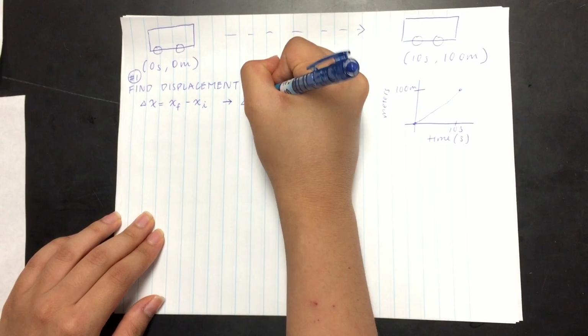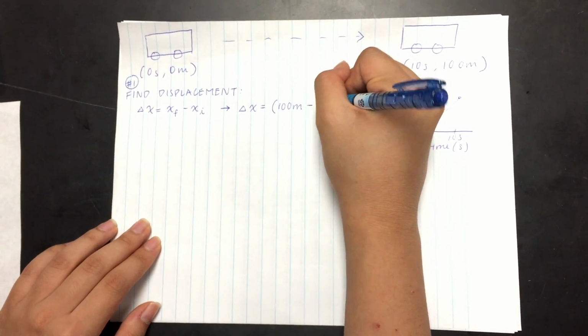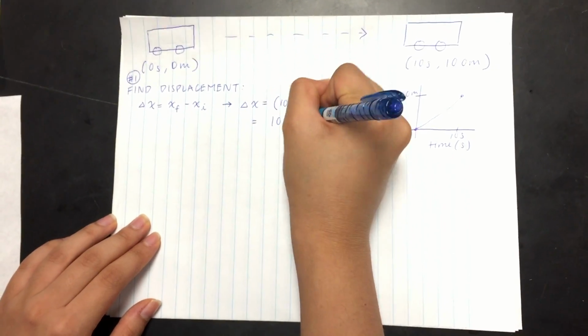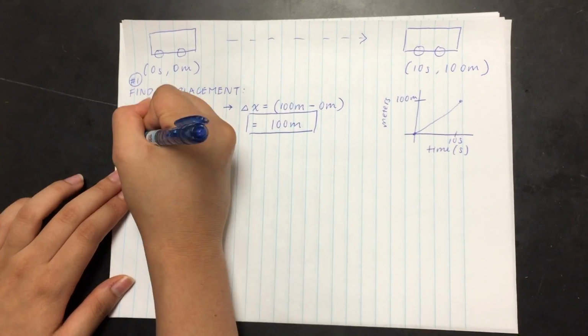Since everything is relative to the ground, delta x will be equal to 100 meters minus 0 meters. The displacement when solved will be resulting in 100 meters.